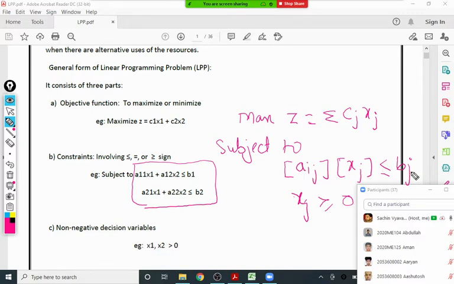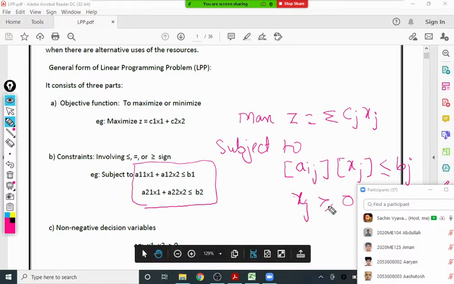Okay, that way. And the last thing, this x1, x2 greater than or equal to 0, or xj greater than or equal to 0, is known as the non-negative restriction. This is a non-negative restriction. So this is about the standard form of LPP.